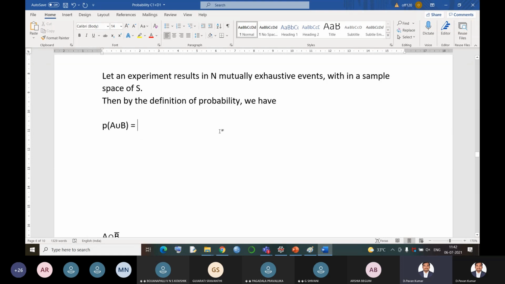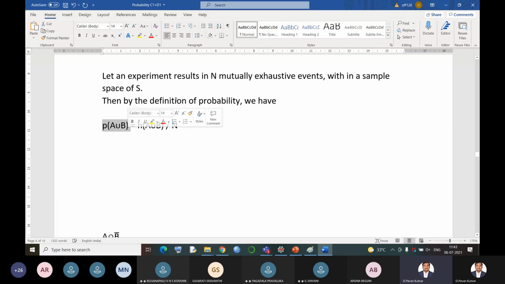What do we have from the definition of probability? Probability formula means favorable number of cases by total number of exhaustive cases. Favorable number of cases means what? Favorable number of cases of A union B divided by the total number of exhaustive events, which is how many? Capital N.